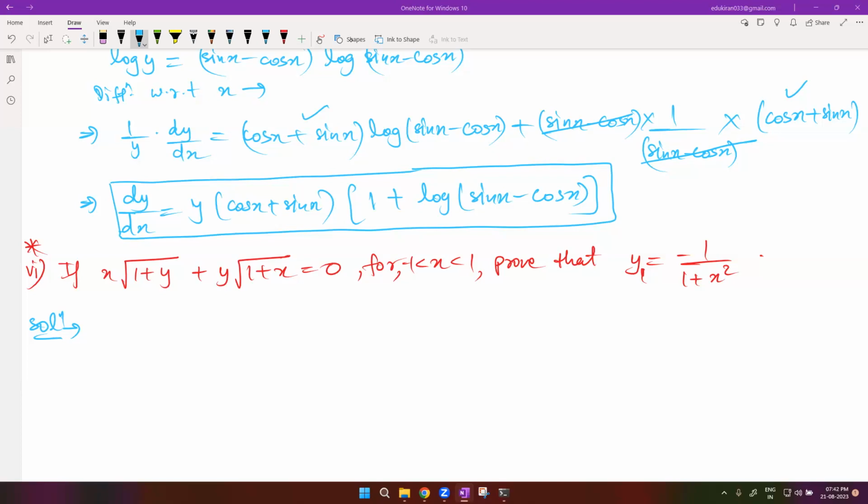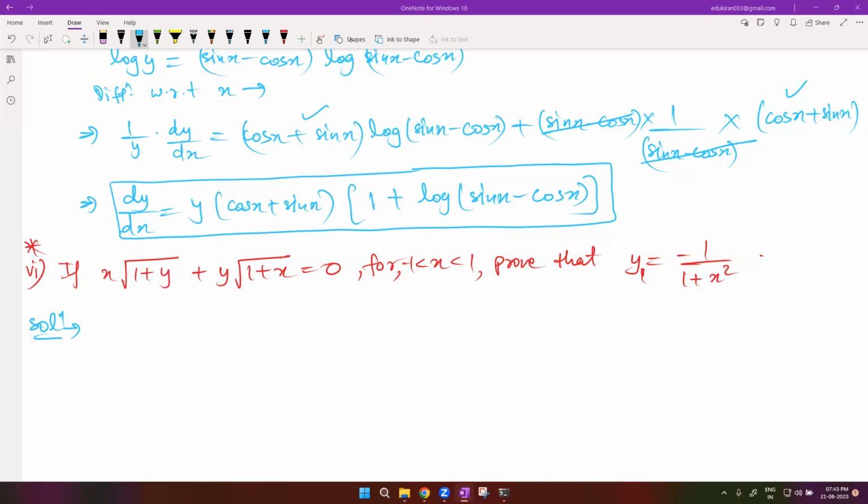See, the question is given in terms of an implicit function. That is, you cannot separate out y and x very easily. In this case, you can't separate them out. But even then, you have to prove that dy by dx is completely in terms of x. So basically, you have to remove y from the answer.